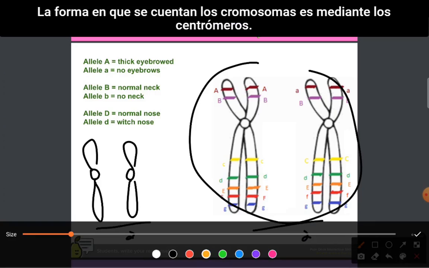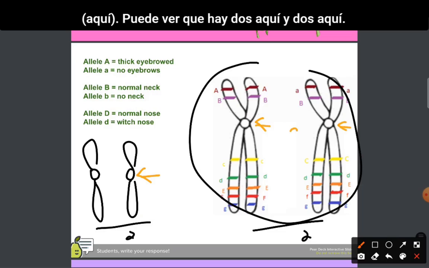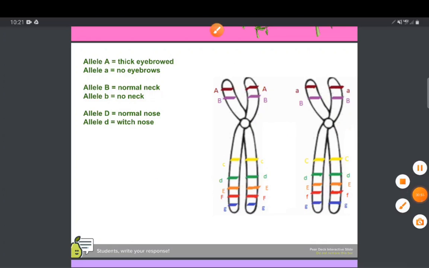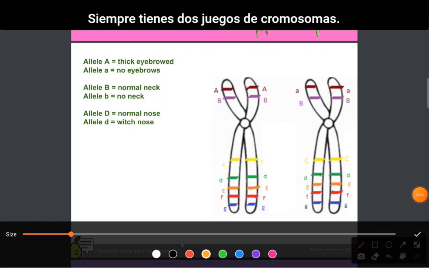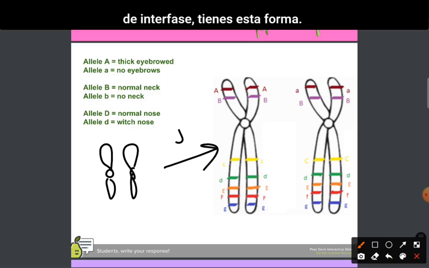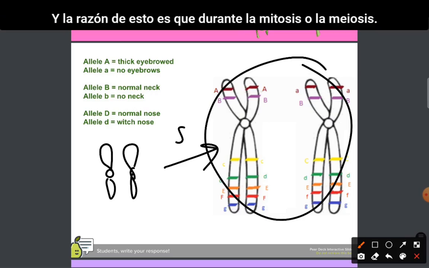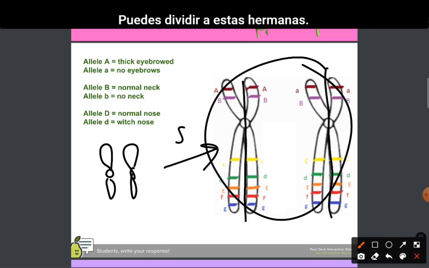The way that you count chromosomes is by the centromeres here. You can see there's two here, and there's two here. You always have two sets of chromosomes. After S phase of interphase, you have this shape. And the reason for that is so that during mitosis or meiosis, you can split these sisters.